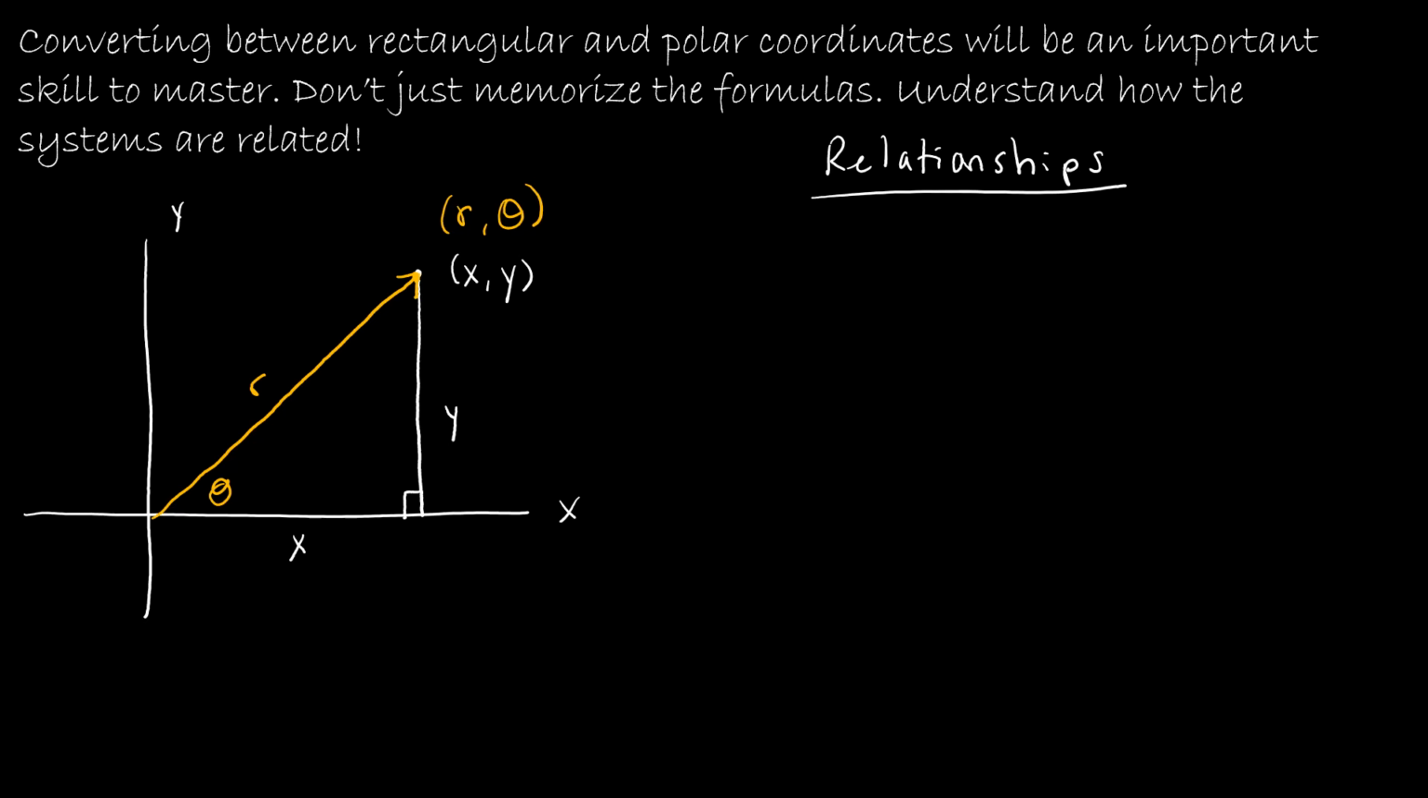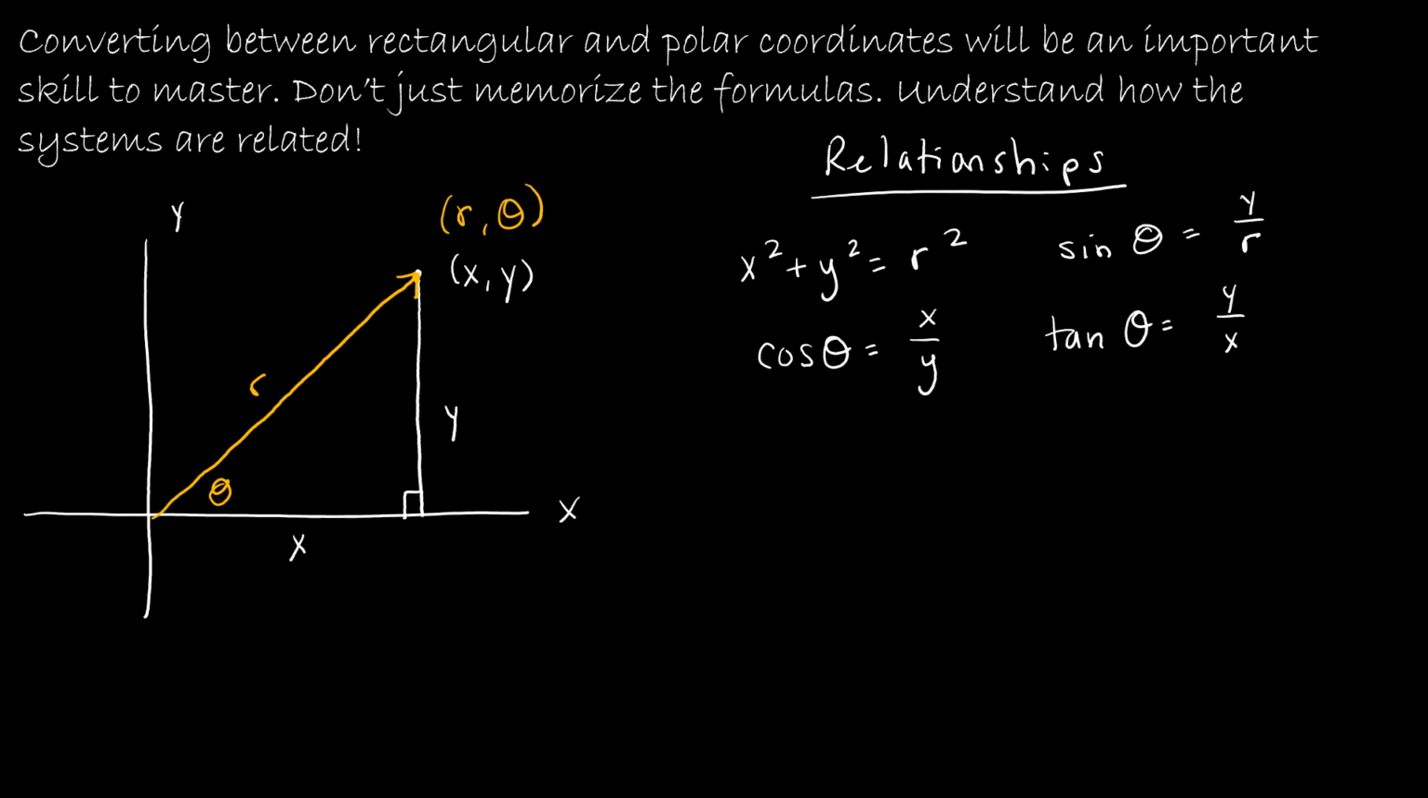One relationship is that x² + y² = r², because that's the Pythagorean theorem. That's the only one that I can use with the Pythagorean theorem, but because I have a right triangle, I can also use sine, cosine, or tangent. So I can use that sin θ = y/r. Since sine is opposite over hypotenuse, cosine of θ is adjacent over hypotenuse, and tangent of θ is opposite over adjacent.